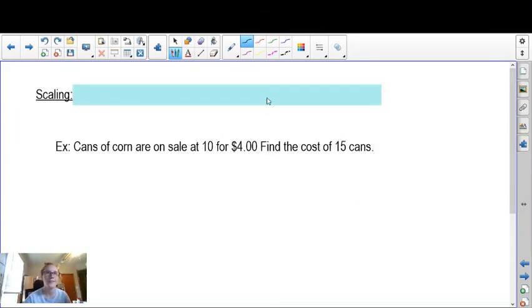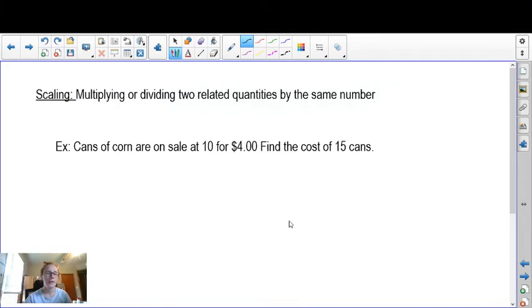Another definition: scaling. Scaling is where you multiply or divide 2 related quantities by the same number. So pretty much what we've been doing this entire time, we just didn't have a definition or vocab word to associate it with.